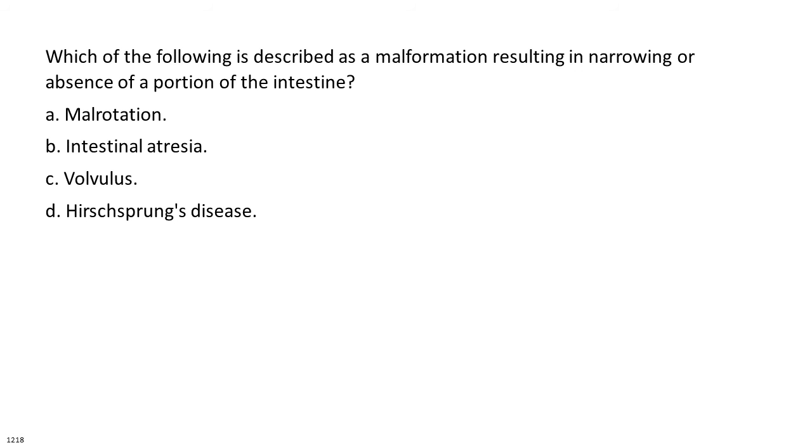Which of the following is described as a malformation resulting in narrowing or absence of a portion of the intestine? A. Malrotation. B. Intestinal atresia. C. Volvulus. D. Hirschsprung's disease.